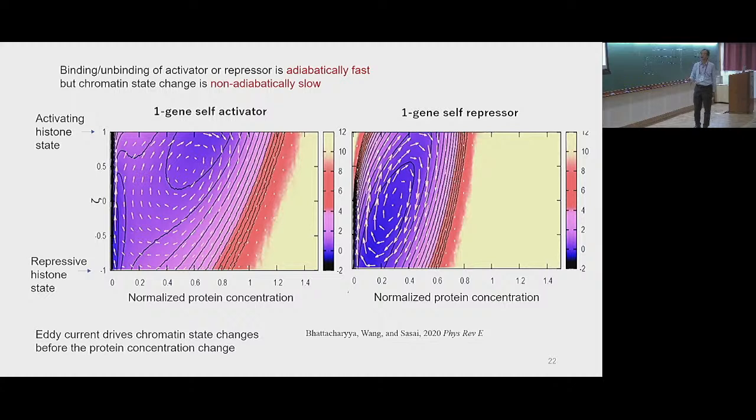And we can see the circular current around the basin of the landscape. This is the case of a one-gene self-activator, so that the gene product is an activator. When it binds, it recruits RNAP2 and enhances transcription. And this is the case for the self-repressor, where the product protein binds to DNA to repress gene expression.